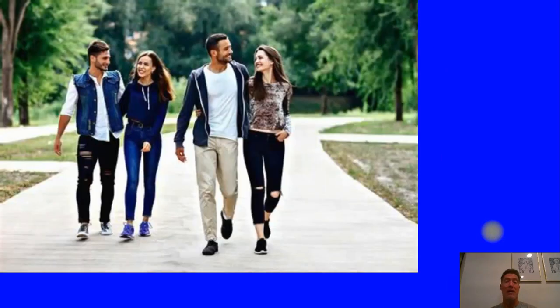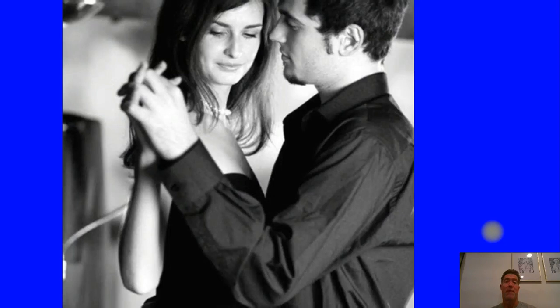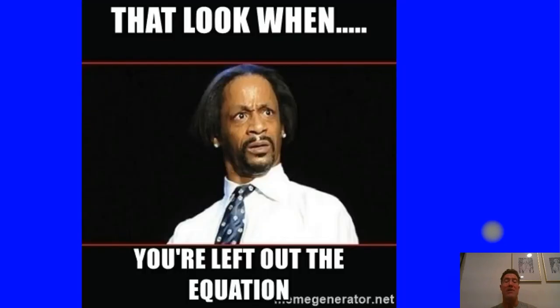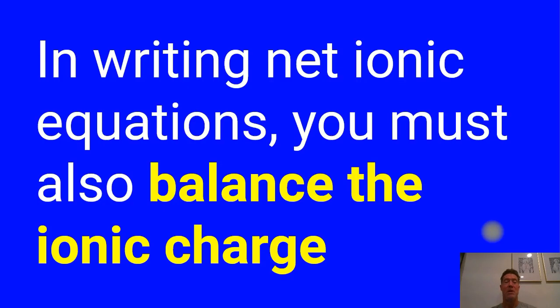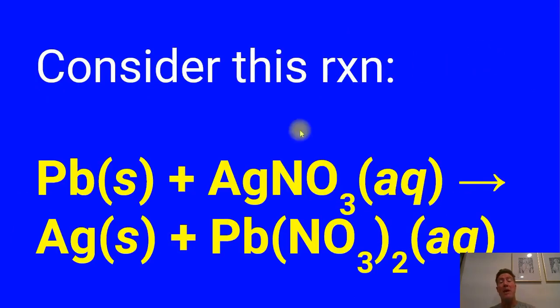Spectator ions are like going on a double date, and then watching while their partners get together and dance. They are left out of the equation. So when we write net ionic equations, we also have to balance the ionic charges if they are not balanced. Now in this case, you have a plus and a minus, and then over here, in this formula unit, we would think of this as one plus and one minus. So the pluses and minuses on the left equal the pluses and the minuses on the right. They're balanced. But look at this reaction.